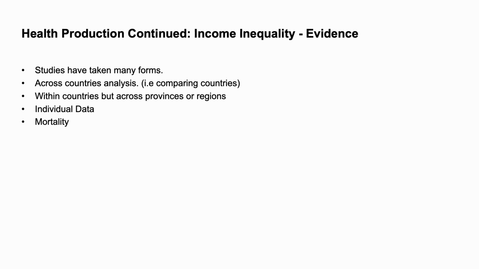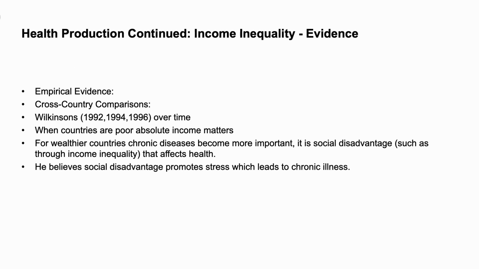Finally, researchers often use mortality as a key health outcome measure because it is a clear, long-term indicator and is less subject to reporting biases than self-reported health. However, it requires a large sample size because it is a relatively rare event. Each of these approaches has its strengths and weaknesses, which is why the overall evidence is mixed. Let's look at some of the key empirical findings.